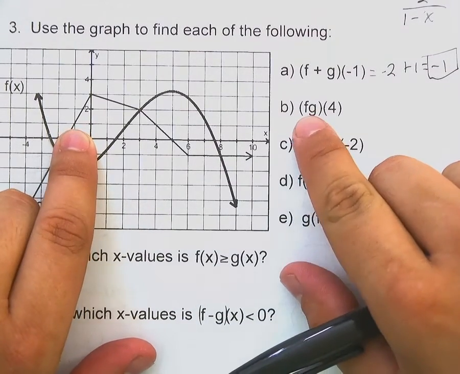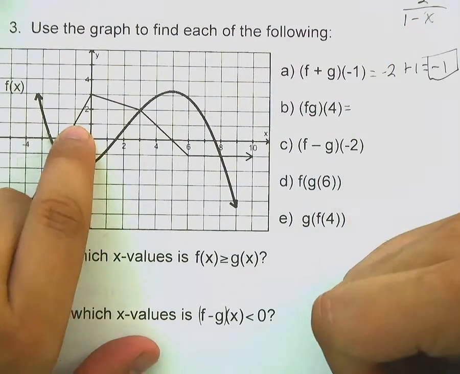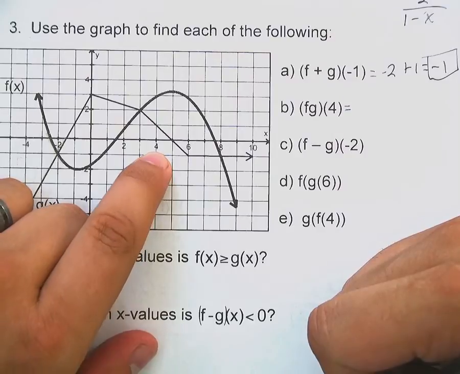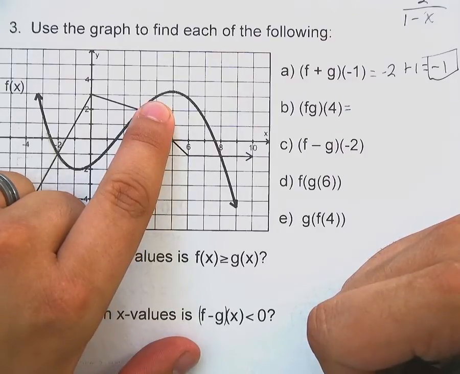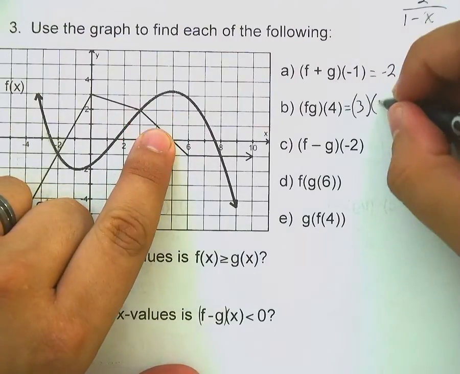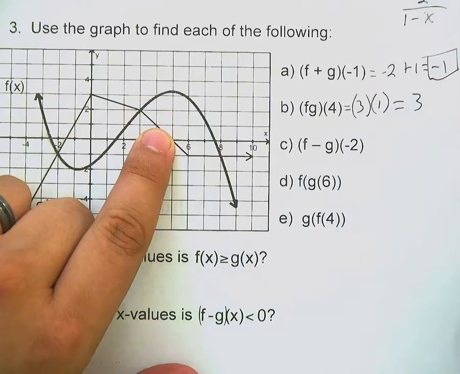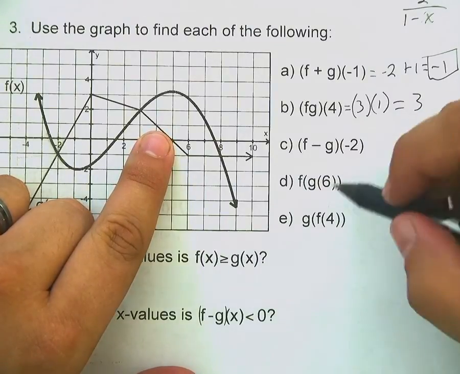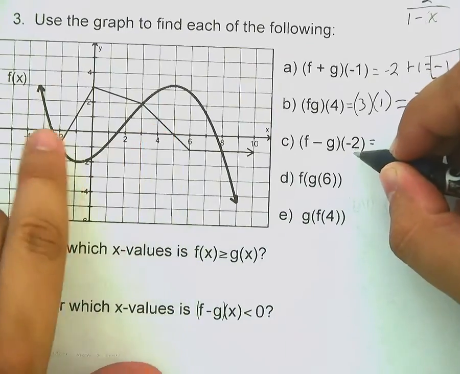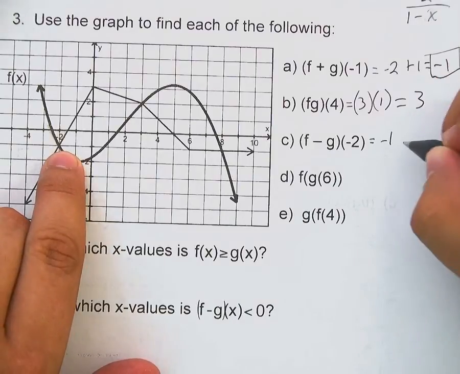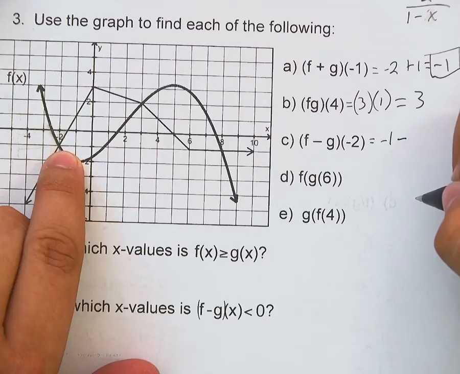f times g of 4. Go to 4. Here's 4. Go to f. f is the thick one on top here. 3. Times g. 1. Right? Not really a lot into this. Subtraction. f minus g. So go to negative 2. Find f. Negative 1. Subtract g. Negative 1.